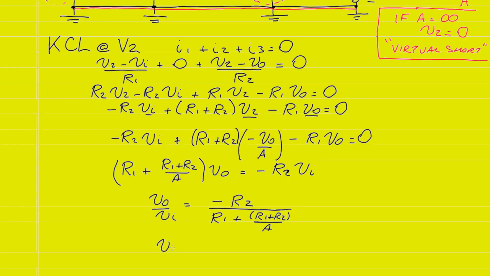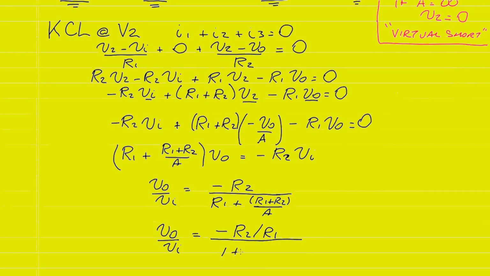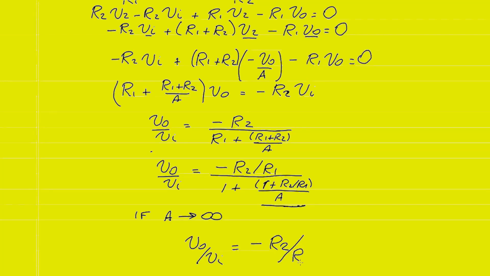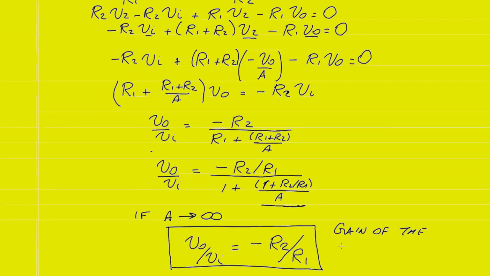Usually it is rearranged by dividing the numerator and denominator by R1 to get minus R2 divided by R1, divided by 1 plus R2 over R1, all divided by A. This is the inverting gain of the amplifier, but if A goes to infinity, then this term here will go to 0, and we're left with the output voltage divided by the input voltage simply given by the negative of R2 divided by R1. And this is the gain of the inverting configuration.